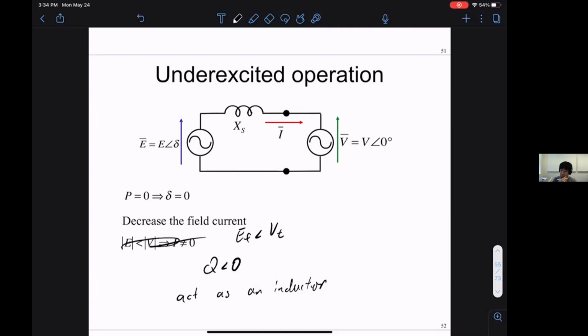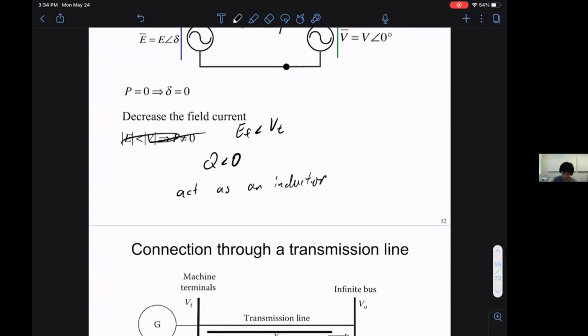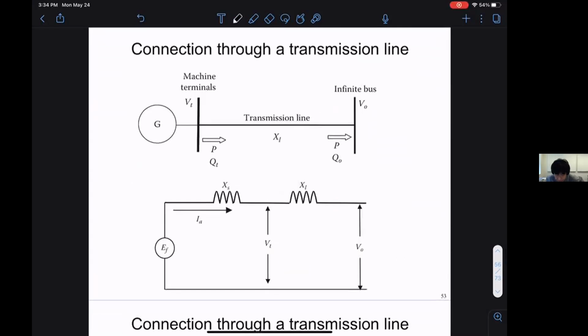All right, so the last thing we want to look at for the synchronous generator is what happens when you're connected through a transmission line. A lot of times when you have a generator, you don't have the generator connected directly to the infinite bus or to the grid. You have the terminal of the generator, a cable, a transmission line that connects the generator to the infinite bus. So the transmission line here is basically just another synchronous reactance.